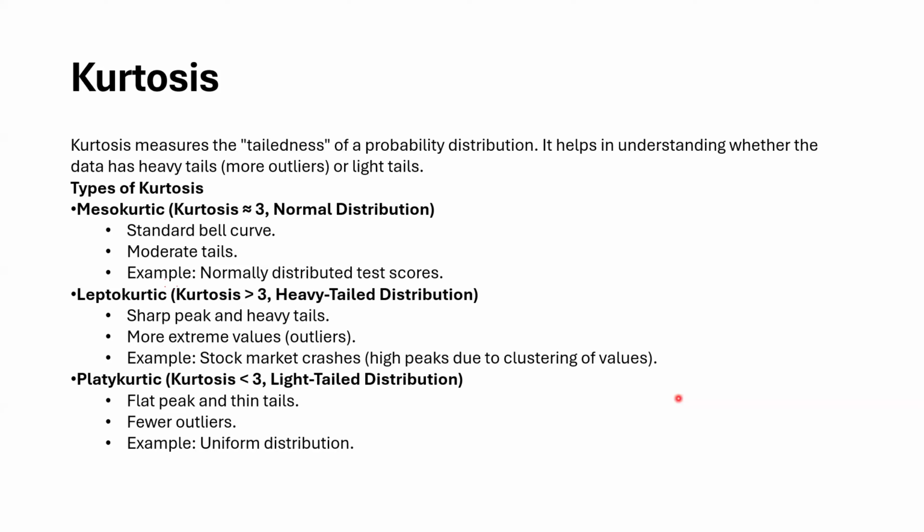The last one is platykurtic. In this case, you'll have a kurtosis value less than 3. It means it's a light tail distribution, with a flat peak and thin tails. Fewer outliers. Example, uniform distribution.